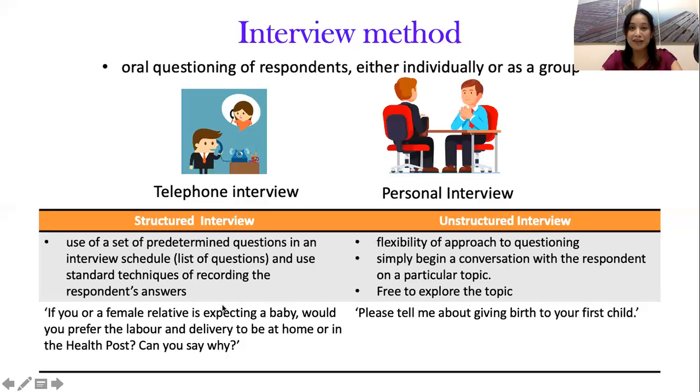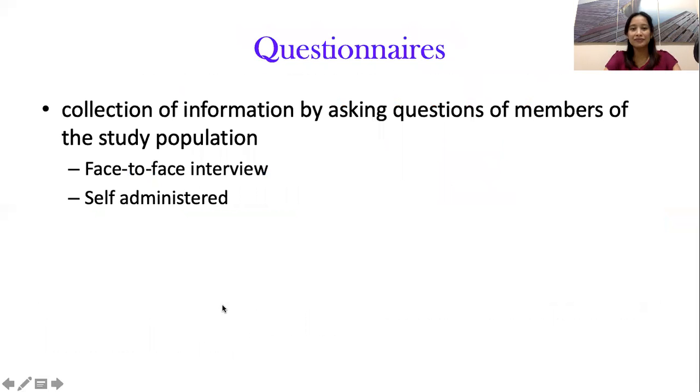Sometimes the respondents are unpredictable. So sometimes you can't control the direction of their answer. Sometimes they would deviate away from the topic. So it's really up to the skill of the interviewer or the moderator in order to steer the discussion towards the topic at hand.